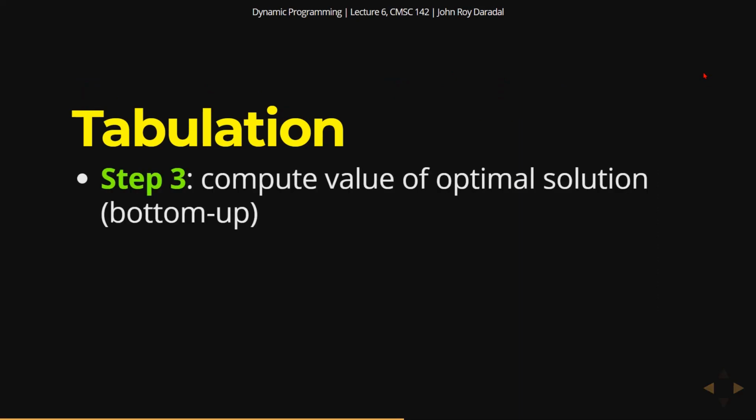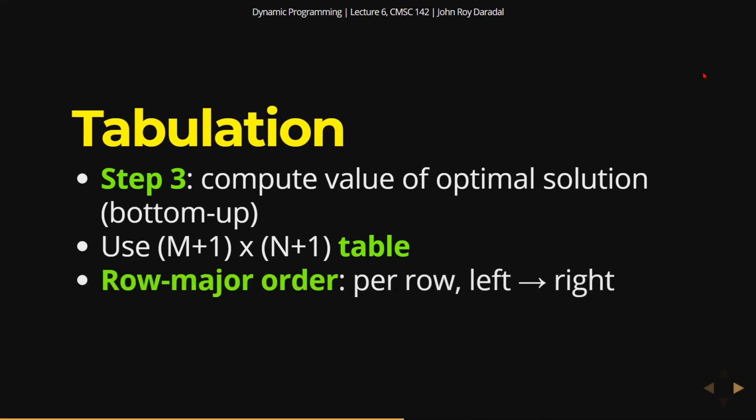So we are now ready to tabulate everything. We'll compute the value of the optimal solution using the bottom-up approach. We will use an m plus 1 by n plus 1 table. So basically an m by n, we just add 1 to both dimensions because of the gutter, the base case values. And we'll be following the row major order just like in minimum edit distance. So we're going per row and then go from left to right.